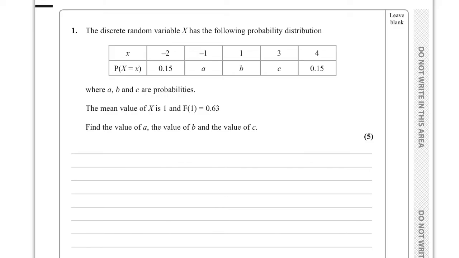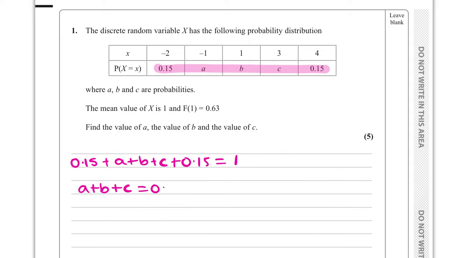Question number 1. The discrete random variable x has the following probability distribution. So first of all, what do we know about this probability distribution? We know when we add all of them, what do we get? 1. Okay, so there's our first equation. 0.15 plus a plus b plus c plus 0.15 equals 1. So that means a plus b plus c equals 0.7, because I added the 0.15s to take them away from 1.